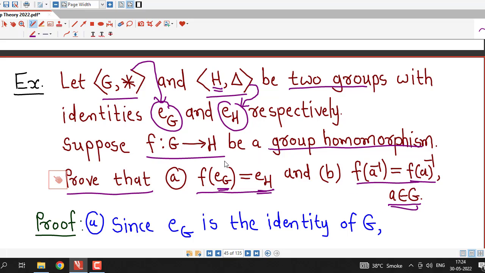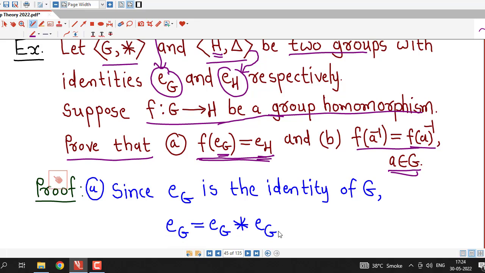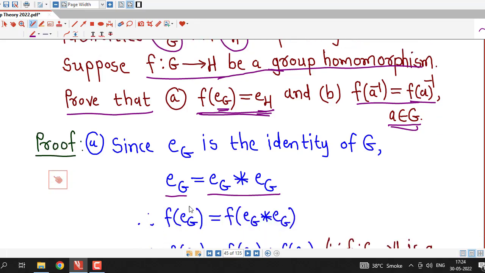Here f is an arbitrary homomorphism from arbitrary group G to arbitrary group H, and it is easy to prove these two properties. So we start by proving this property. We are given that e G is the identity of G. Therefore we can write that e G star e G equal to e G, because e G is the identity and star is the operation of group G. So we can write e G equal to e G star e G. Now we apply f on both sides. Therefore f of e G equal to f of e G star e G.